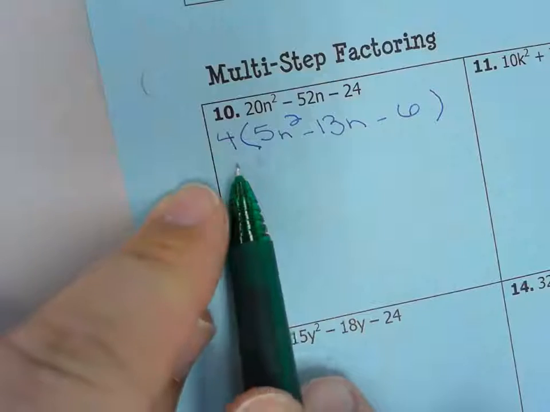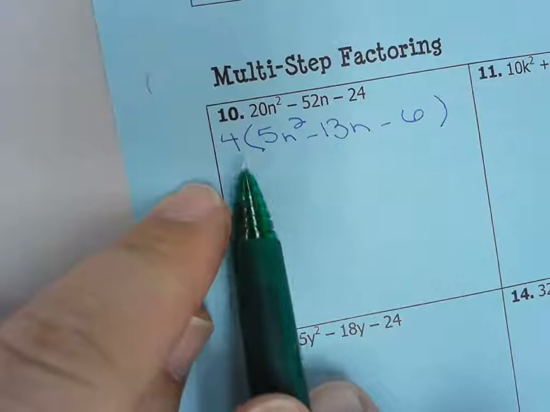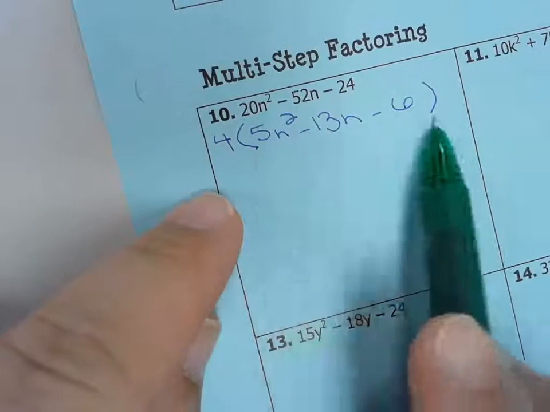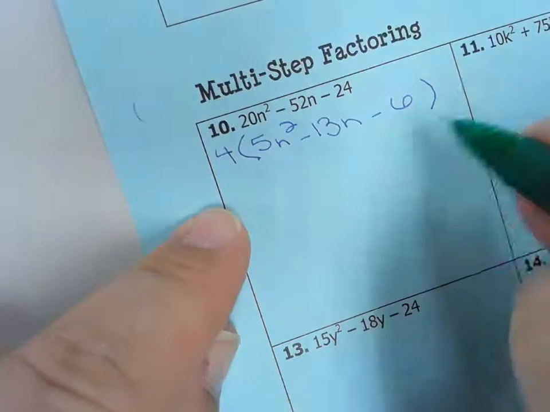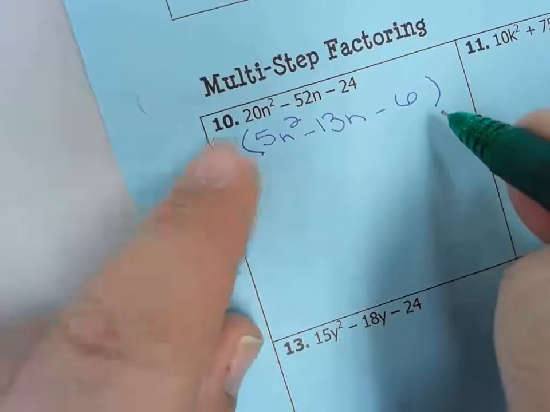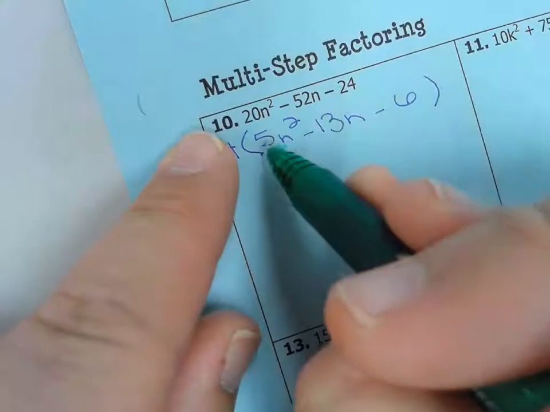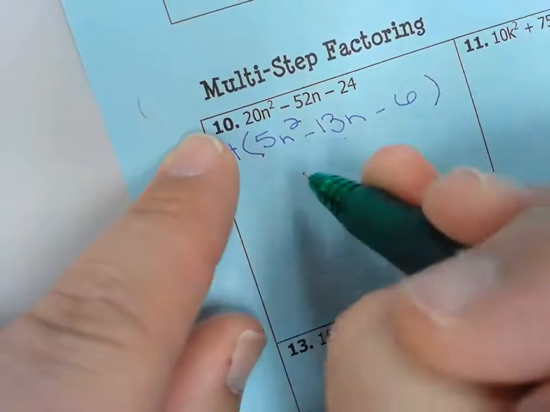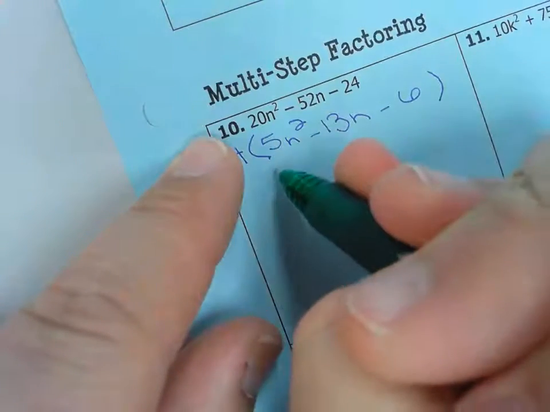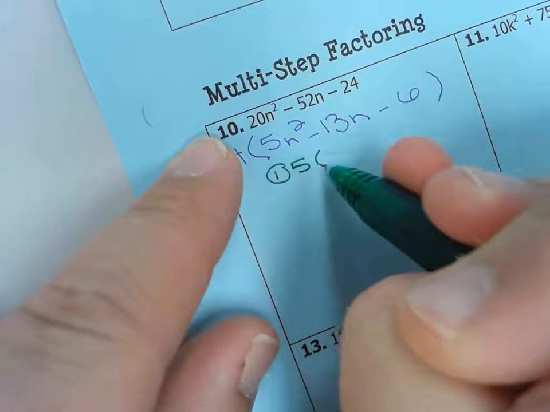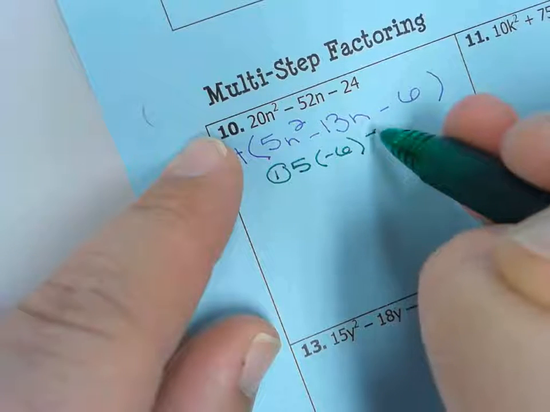We are going to ignore this 4. We'll put the GCF always at the end in front, but we're going to factor this part in the parentheses. So we have to go through the steps like we did yesterday. First times the last: 5 times negative 6, negative 30.